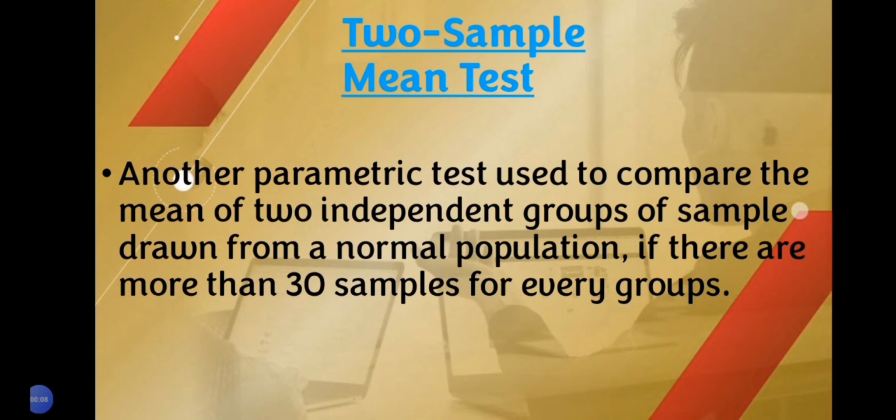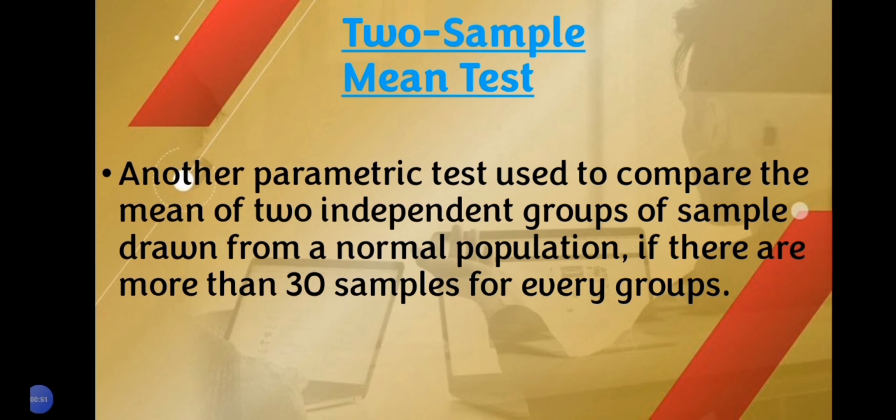The z-test for two-sample mean test is another parameter test used to compare the mean of two independent groups of samples drawn from a normal population, if there are more than 30 samples for every group. When do we use the z-test for two-sample mean test? We use it when we compare the means of samples of independent groups taken from a normal population.